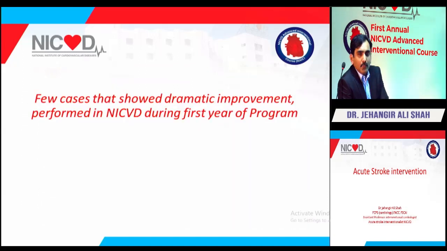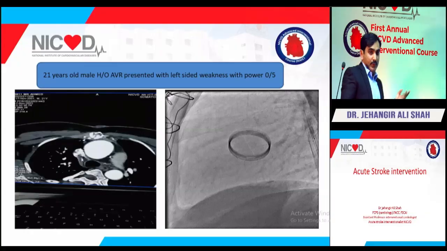So I just want to quickly show you a few cases that we have done in the NICVD. This was a 21-year-old young male. He was working in a fish shop. He had a history of AVR because of aortic regurgitation 3 years back, and he was on warfarin. Suddenly, he developed weakness on the left side for the last 2 hours. He presented to the hospital within 2 hours of the history.